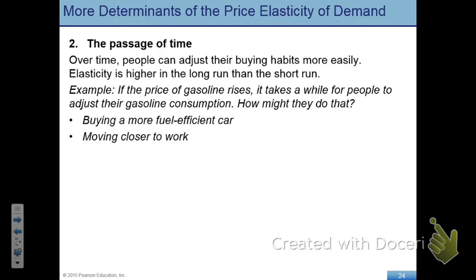The second one is, again, quite intuitive, but we need to really spend a little time trying to understand that before we can make the conclusion. The issue of time is kind of important for price elasticity of demand. Why?